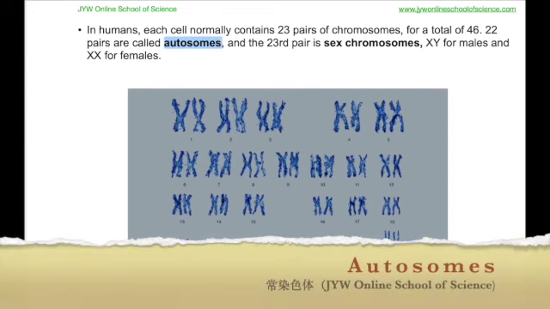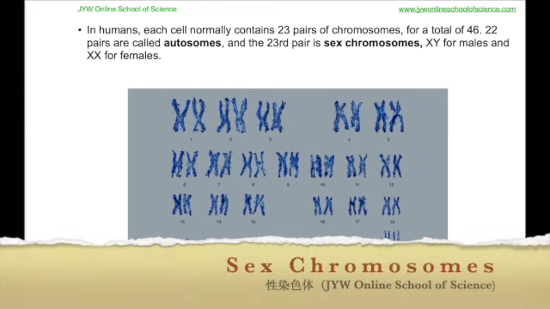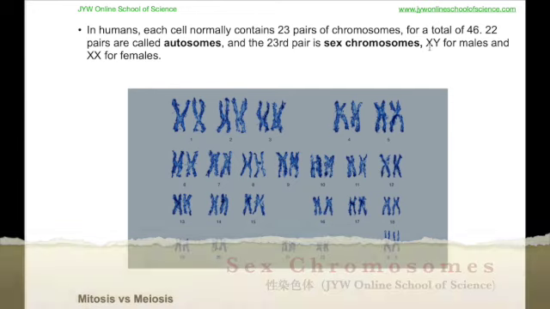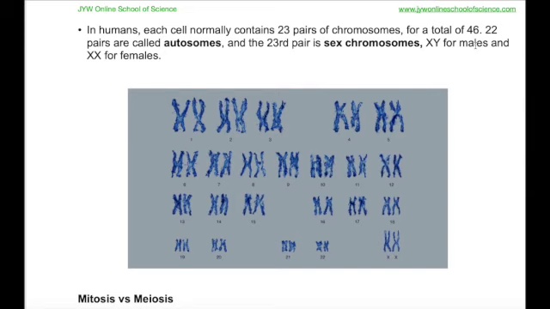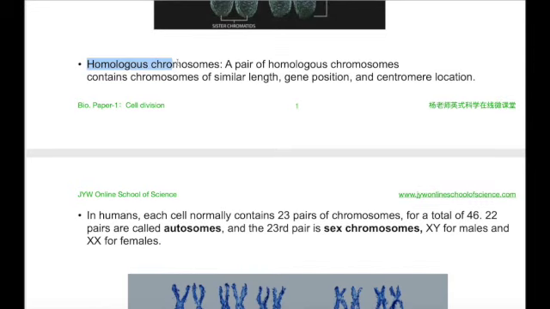And the very last pair, if they look the same, XX, that is a female. If it's X and Y, one big, one small, and that's not paired up, those are also sex chromosomes, that will be a boy. So XY chromosomes represent a male, and XX is a female. They all paired up, and therefore we call them homologous chromosomes.